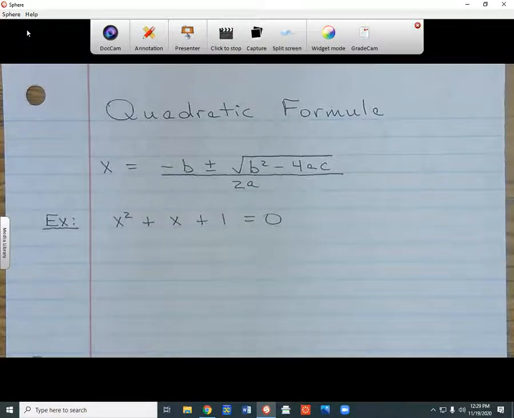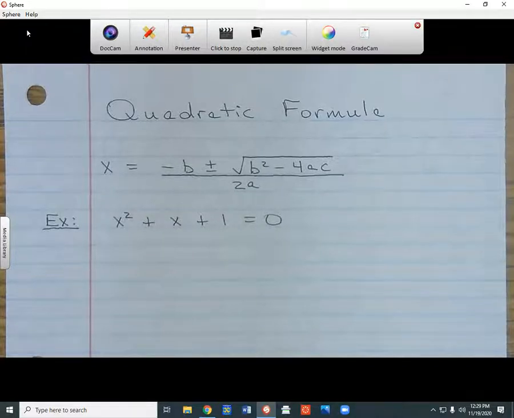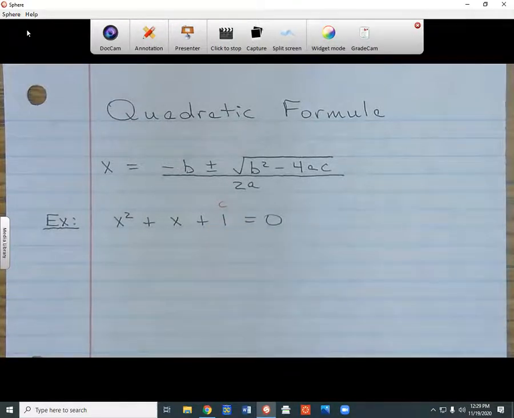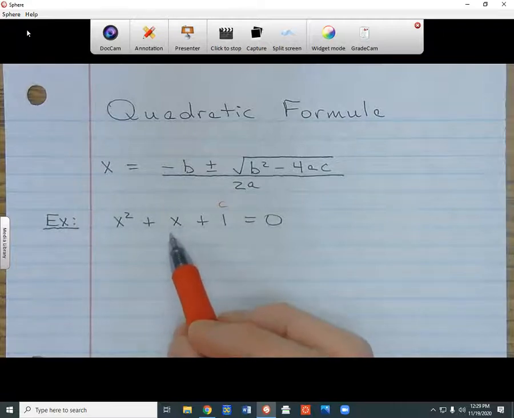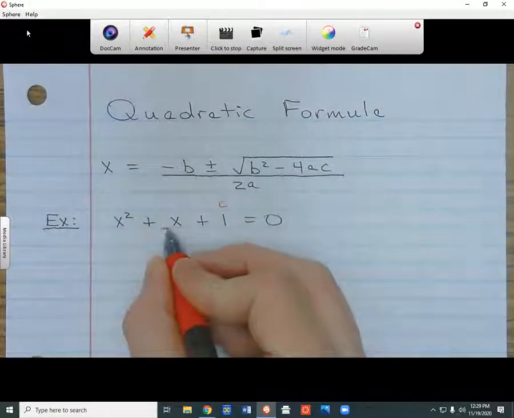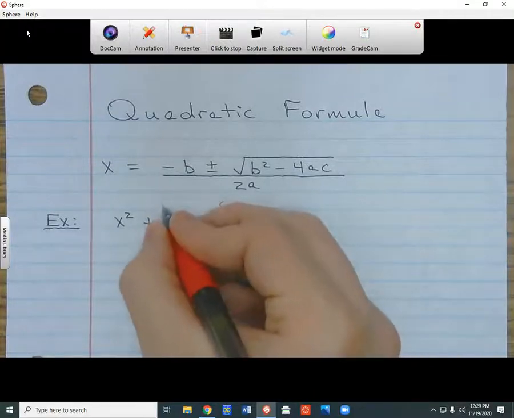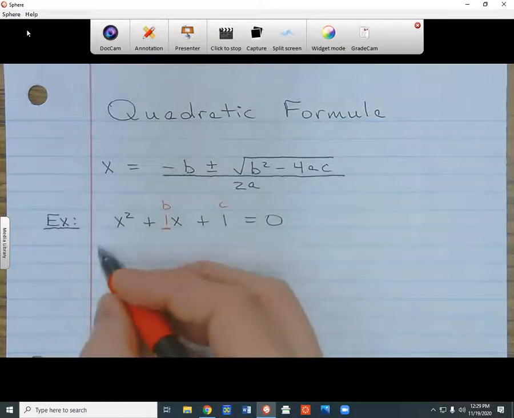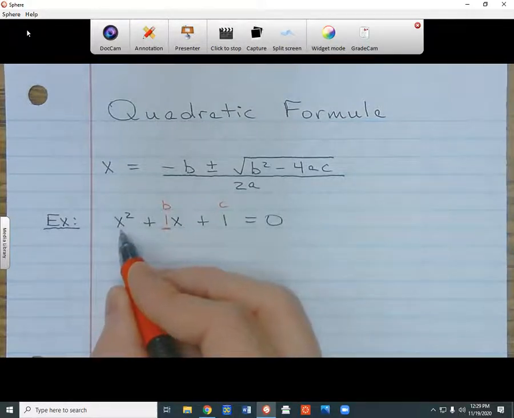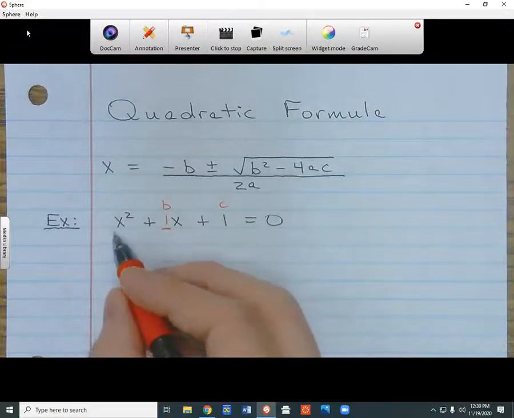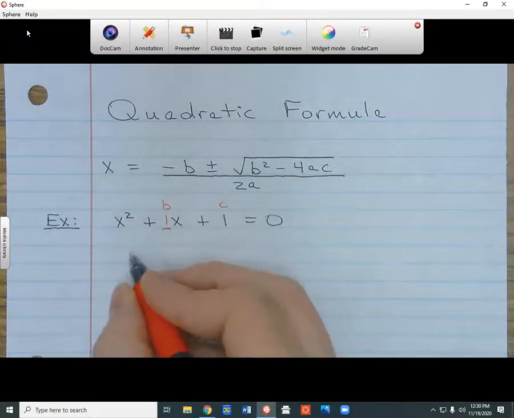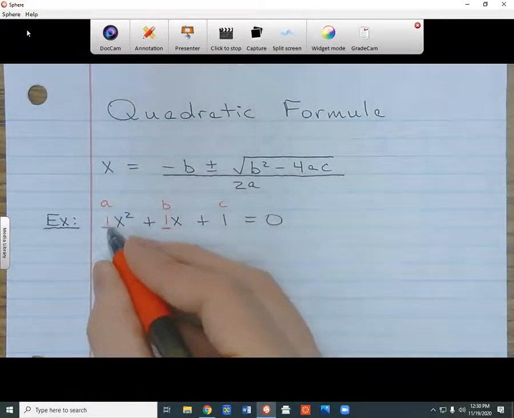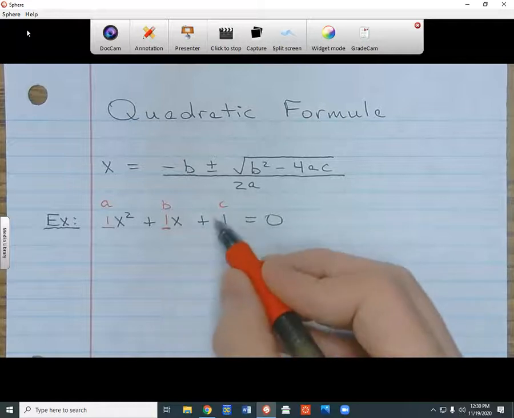So looking at this equation right here, we know that C is always going to be the last number. And we know that B is always going to be the number in front of the X. Now, since there's no number in front of the X right here, we're going to assume that B is equal to 1. And then for A, we know that A is always in front of the X squared, but there's no number right here. We're going to also assume that this is a 1. So A is 1, B is 1, and C is also 1.